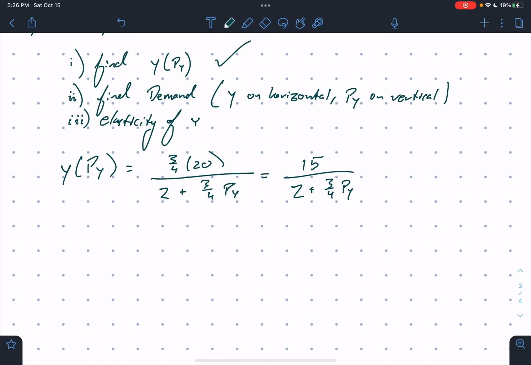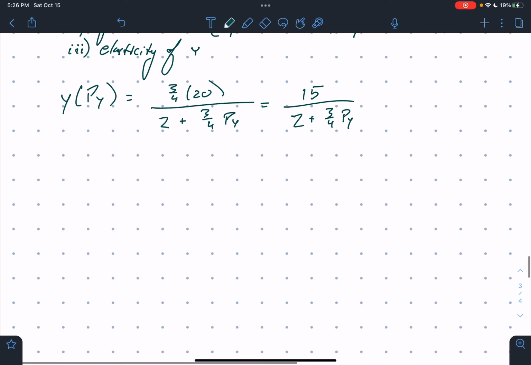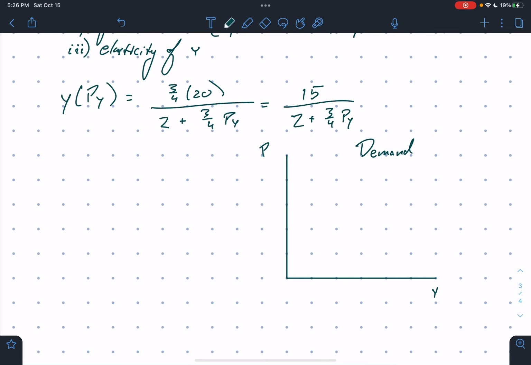So we did the first one. Now we just need to find demand. What we're looking for when we say finding demand is we're looking to plot y on the x-axis and py on the vertical axis. What we can do is first plot the flipped graph. So we plot py, the independent variable, down here, and then we plot y of py up here.